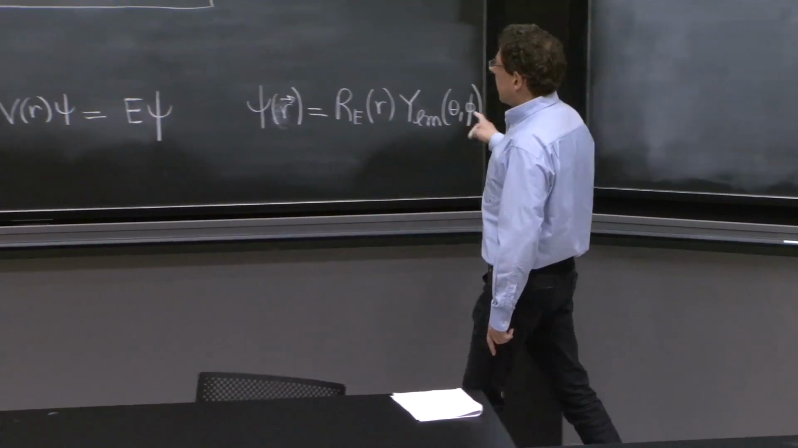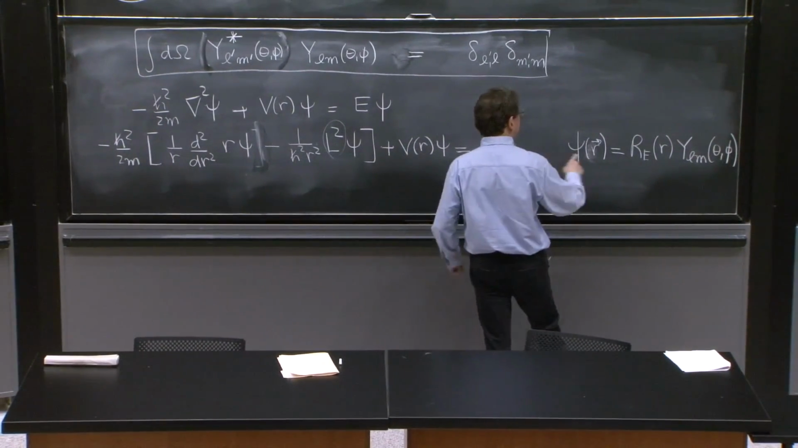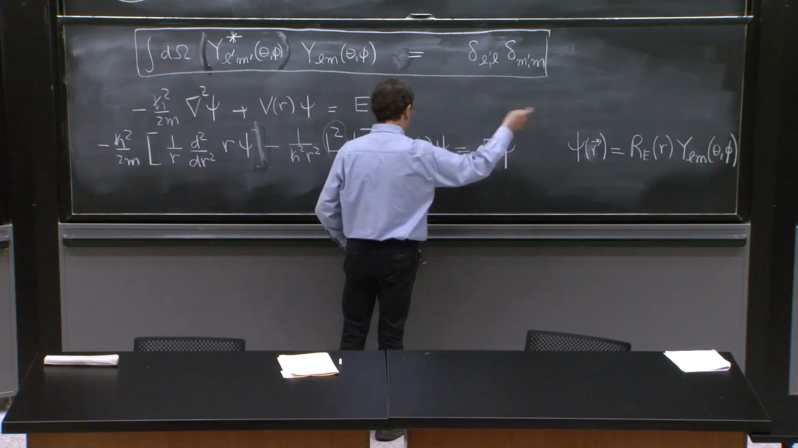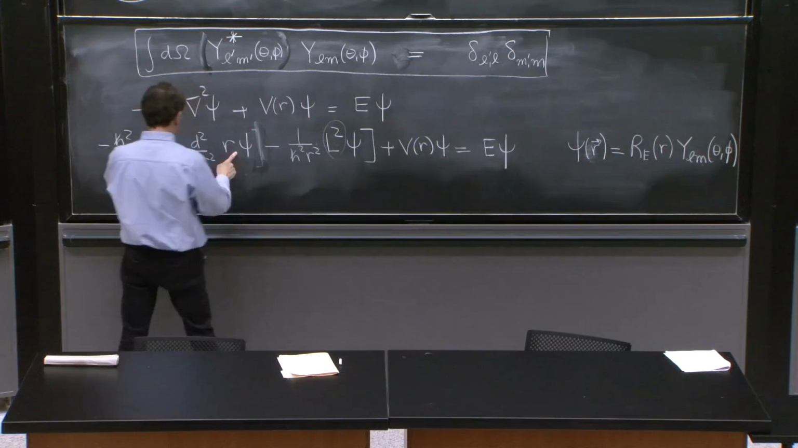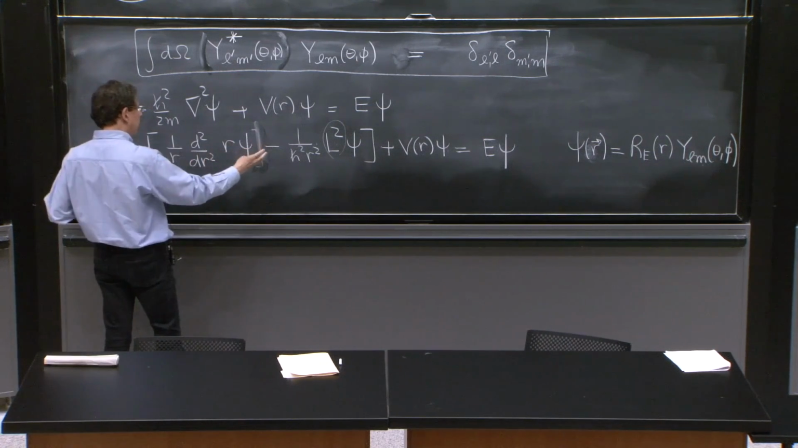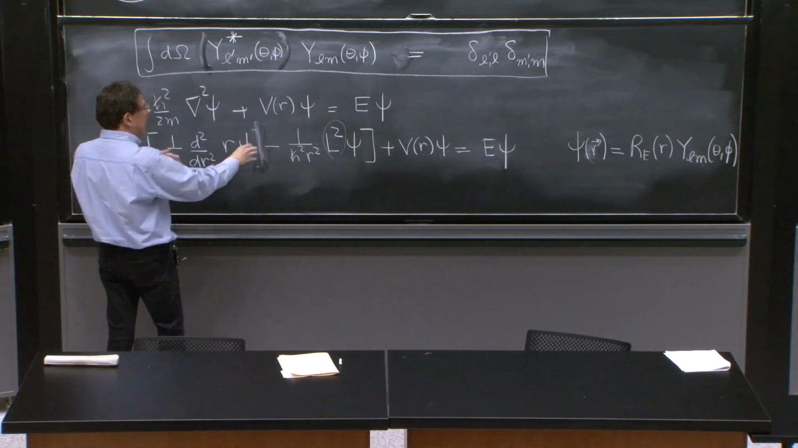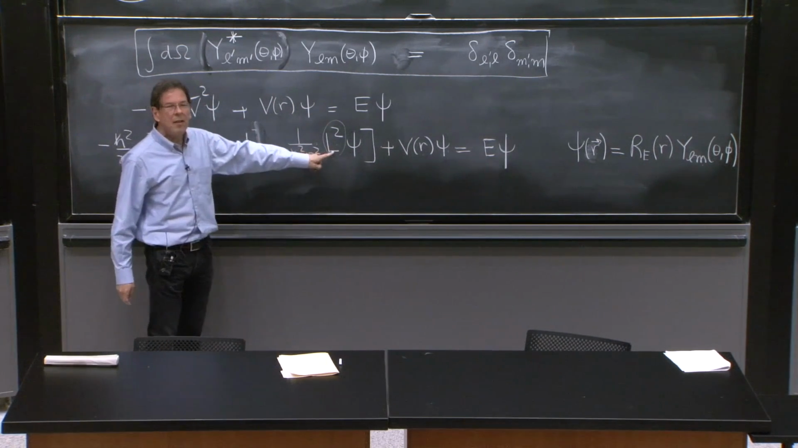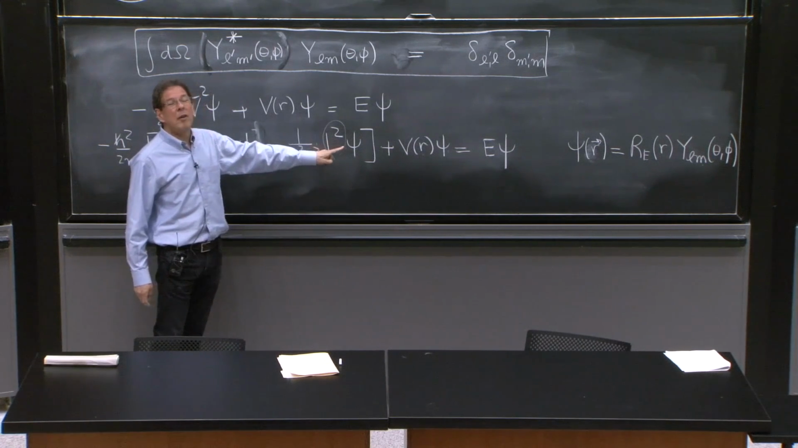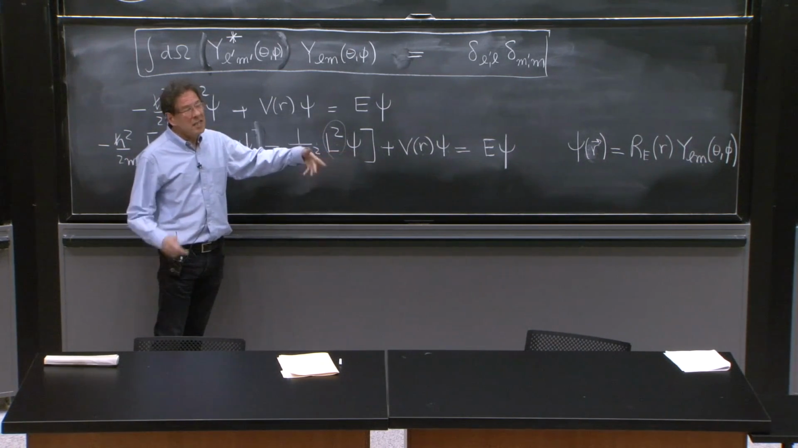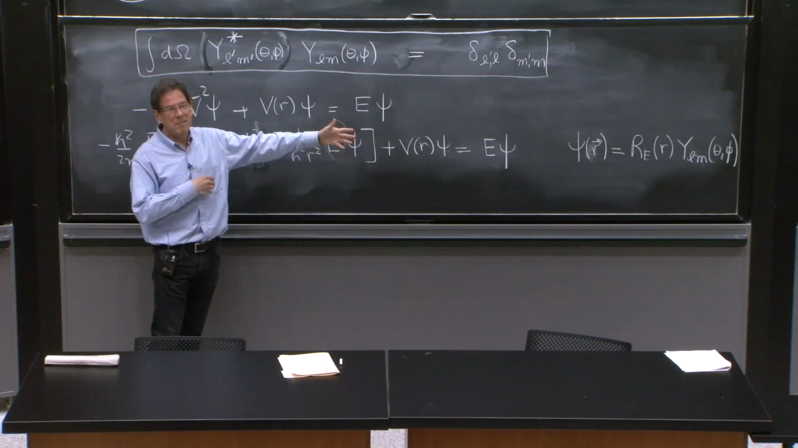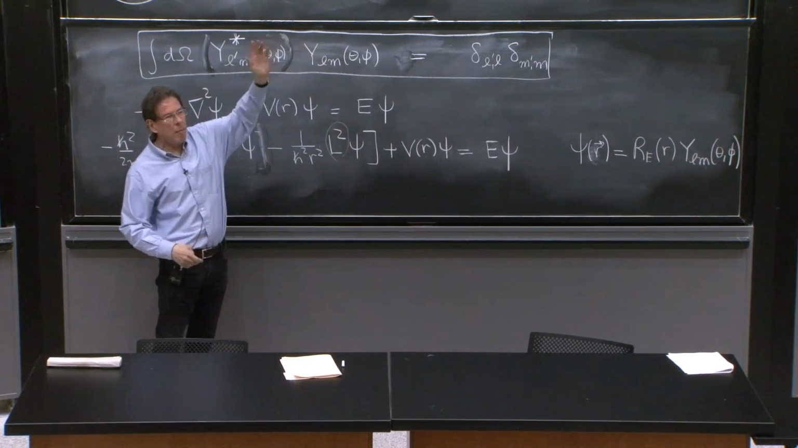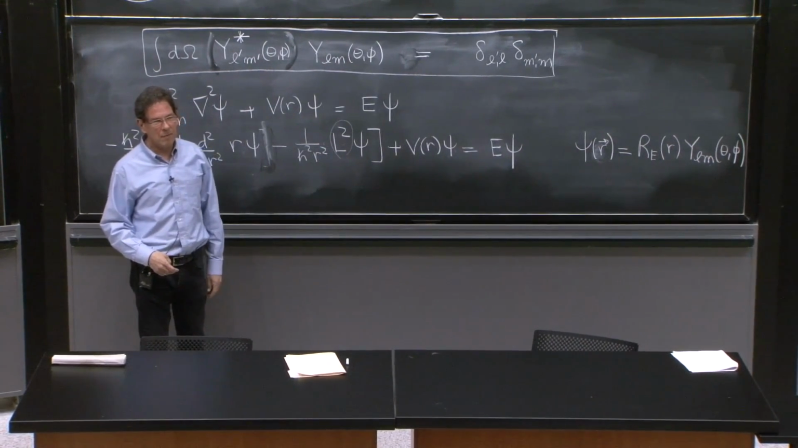Why? The right-hand side will have a factor of Y_LM untouched. V of r times psi will have a factor of Y_LM untouched. This term, having just r derivatives, will have some things acting on this capital R and Y_LM untouched. The only problem is this one. But L squared on Y_LMs is a number times Y_LM. It's one of our eigenstates. Therefore, the Y_LMs drop out completely from this equation.